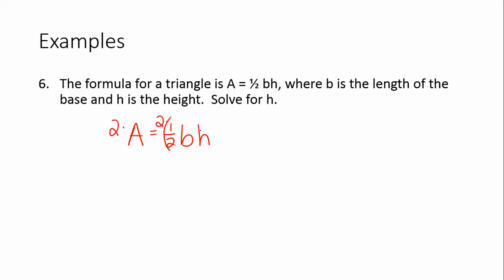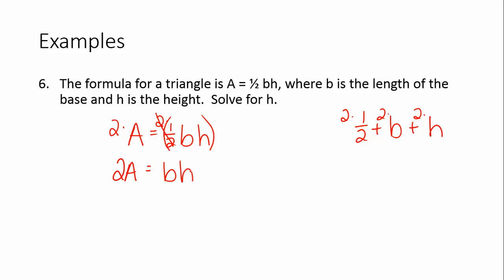Notice this is all one term. It's all multiplication in between there, so that whole piece just gets multiplied by 2. You don't multiply the b by 2 and the h by 2. That's very different than if we had something like this. In this situation, you would multiply everything by 2. So take a look and make sure you recognize the difference. On the left we get 2a, and on the right the 2 cancels with the 1/2, so you just have b times h.